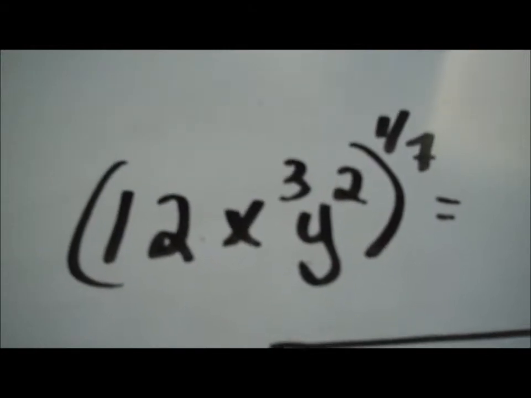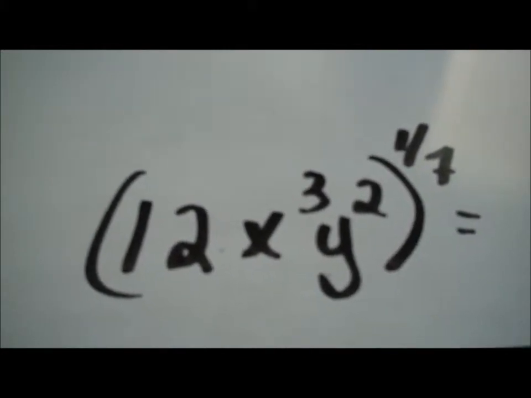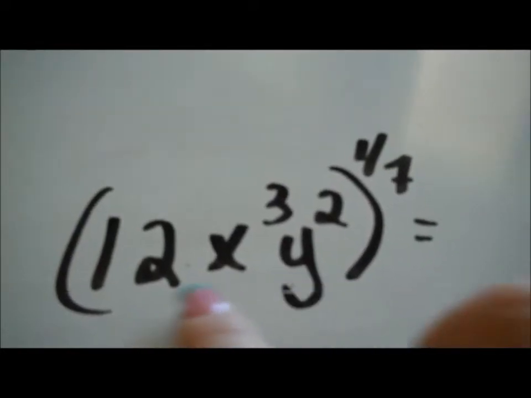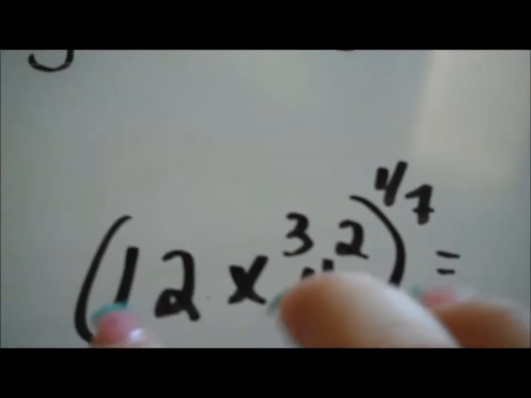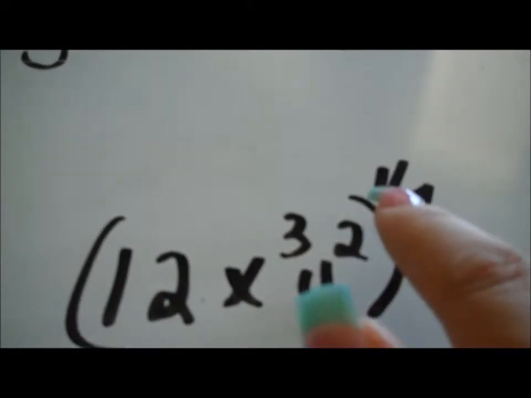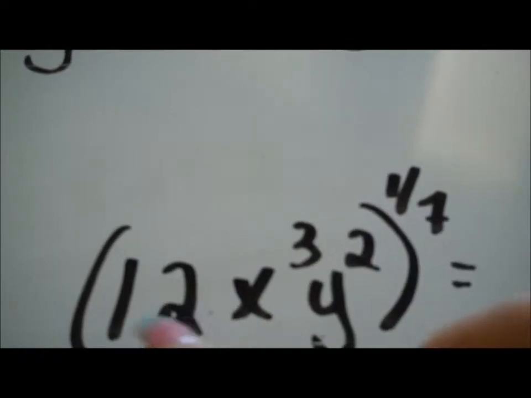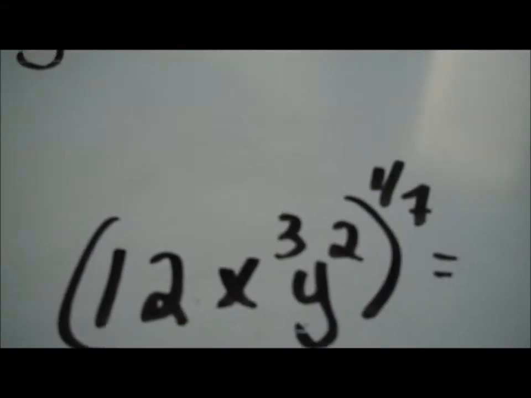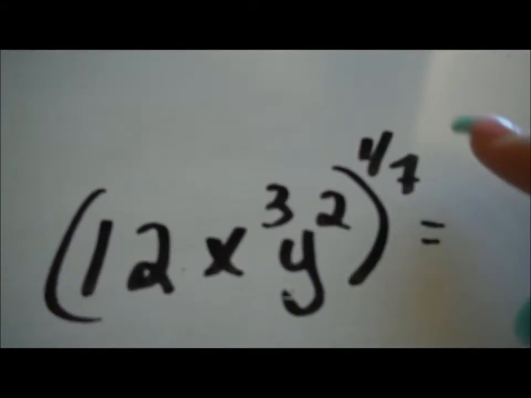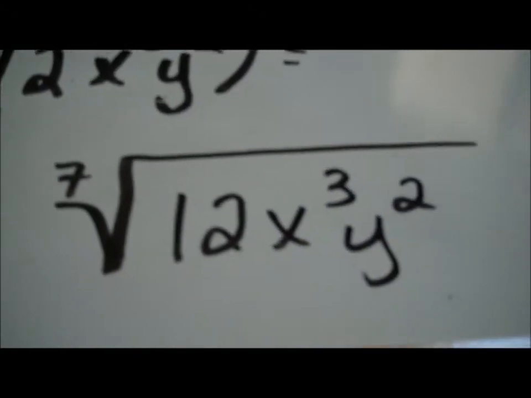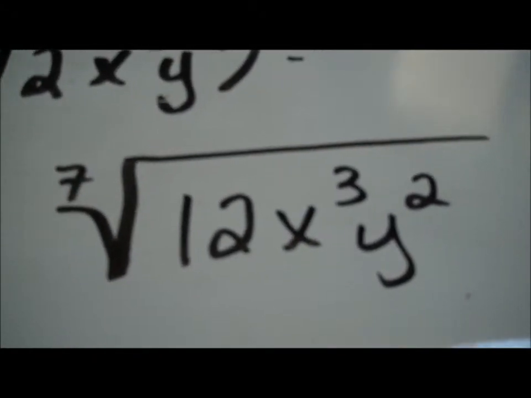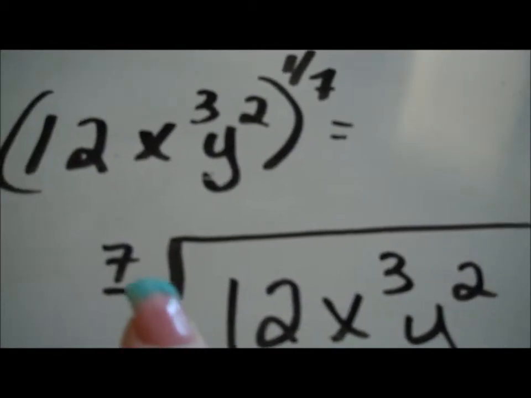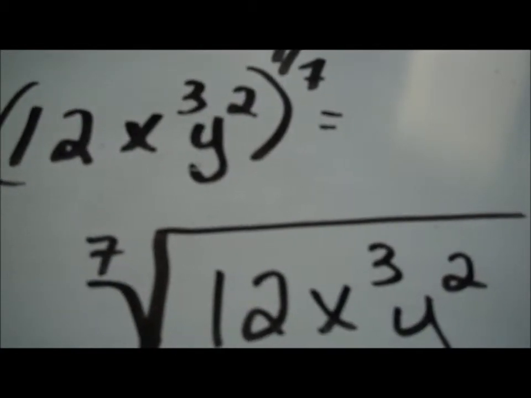Next here, I have the quantity 12x to the third, y to the second, raised to the 1/7 power. Okay, so that means that when I stick this entire quantity back into a radical, everything's going to stay the same way it is, because this is being raised to the first power. So this will stay as 12 to the first power, this will stay as x to the third, and this is y to the second. But when I stick it inside of a radical, I have to use an index of 7. So when I stick it into radical form, this is what we get here. Again, everything stayed the same. The 12, the x, the y, all stayed the same. It's just that it's being taken to the 7th root.